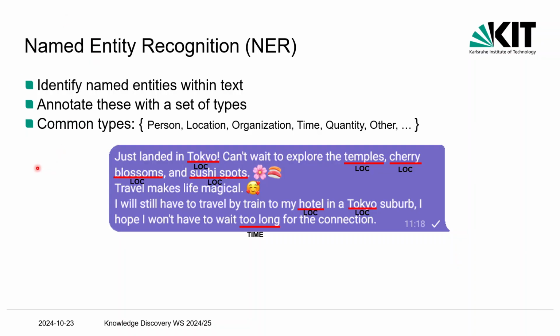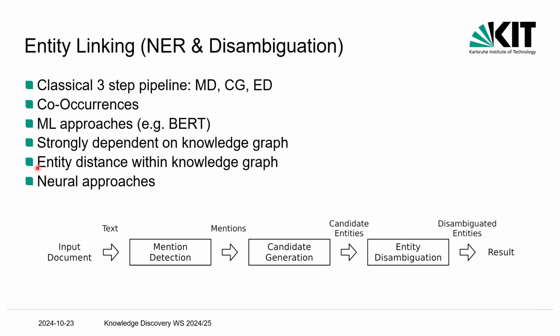The next task we'll be looking at is called entity linking. Well, it has multiple names. On one hand, it's dubbed named entity linking, and it can also refer to named entity recognition, which is what we saw before, and disambiguation. Classically, this is a three-step pipeline where you do mention detection, candidate generation, and then entity disambiguation. So the idea is that we want to actually link our text to a knowledge graph.